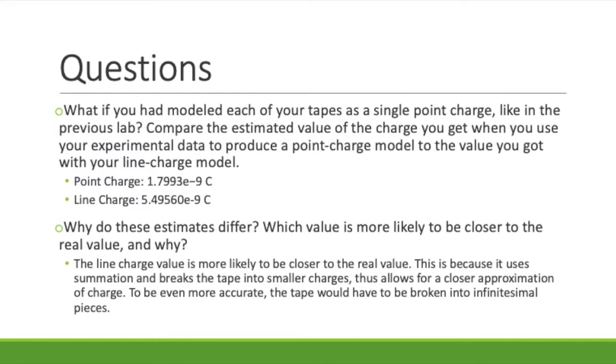Question 2. The line charge value is more likely to be closer to the real value. This is because it uses summation and breaks the tape into smaller charges, thus allowing for a closer approximation of charge. To be more accurate, the tape would have to be broken into infinitesimal pieces.